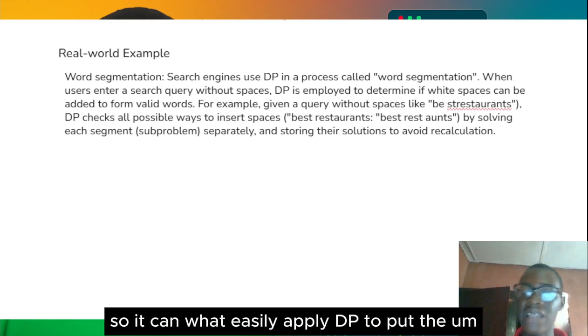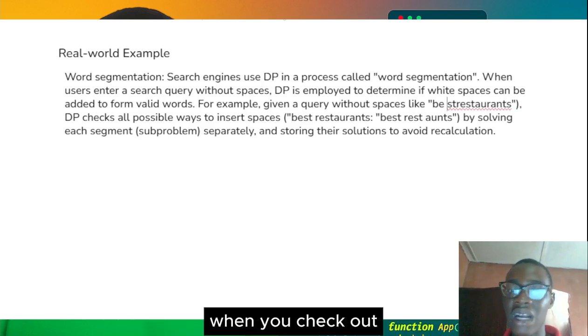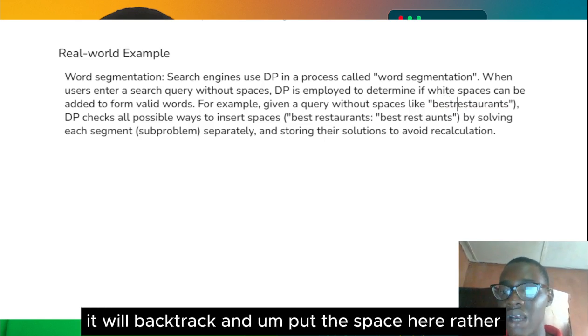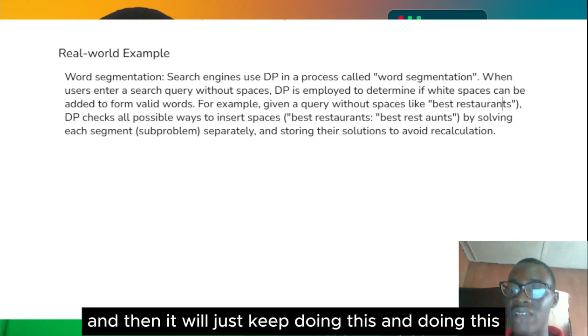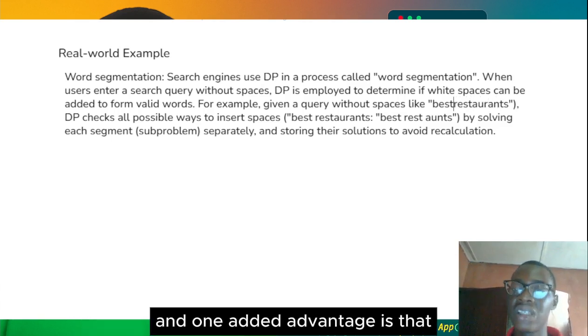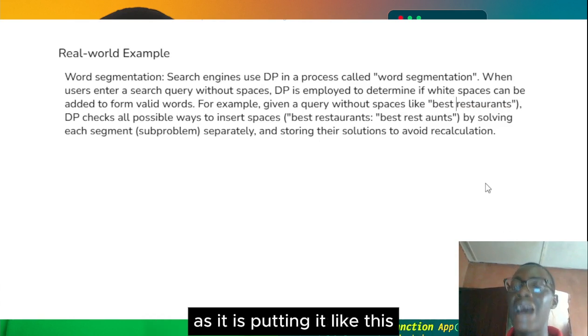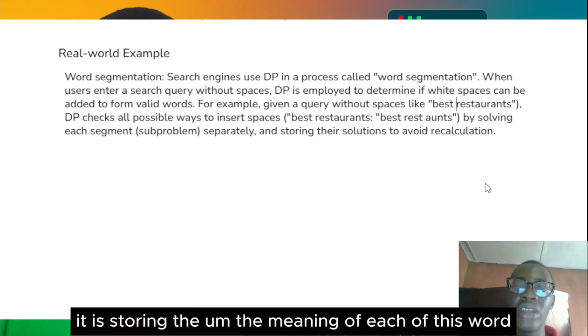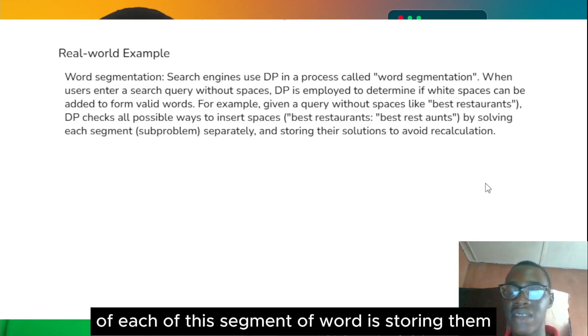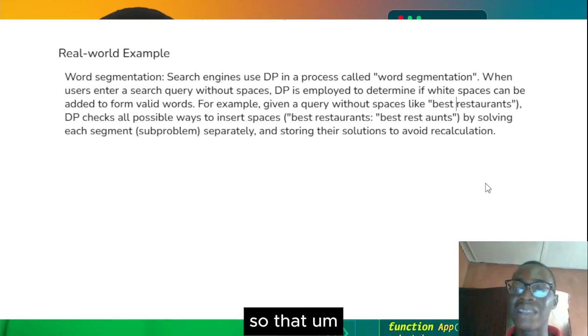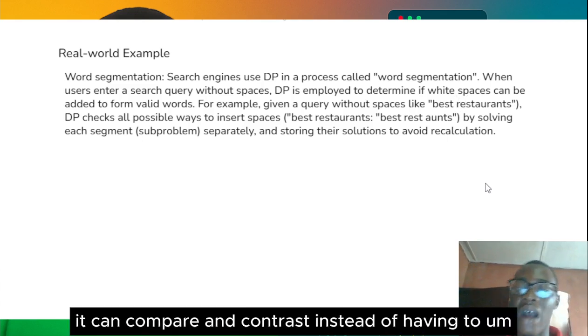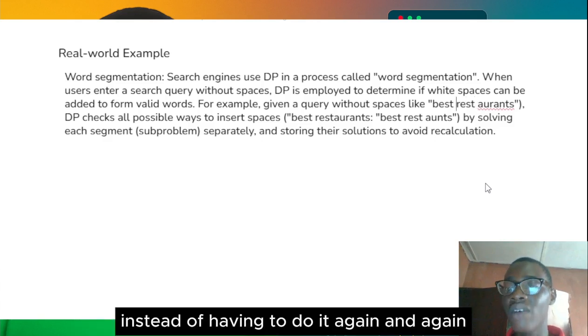So it can easily apply DP to do this. When you check and find that the word doesn't make sense, it will backtrack and put the space here rather, and then it will just keep doing this. But one added advantage is that as it is doing this, it is storing the meaning of each of these segments of words so that it can compare and contrast instead of having to do it again and again.